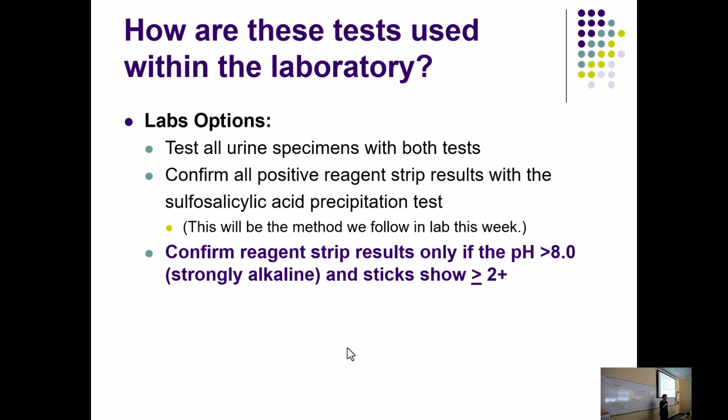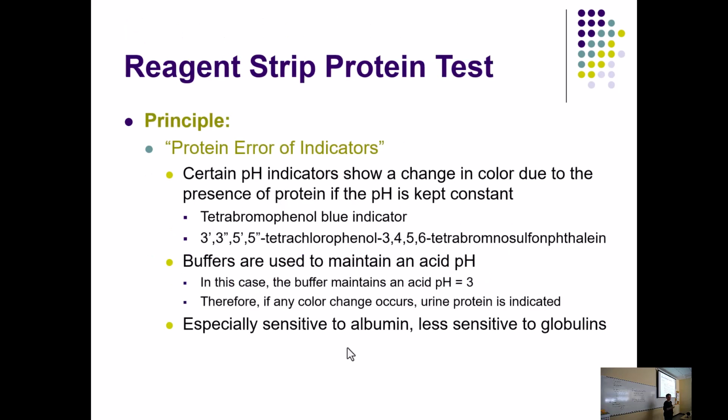We only confirm them. The only time we ever do this is if the pH is 8 or greater, so strongly alkaline, and the sticks show greater than or equal to 2+. The reason we do that is because of the overflow of the buffer. If it's a highly acidic urine, it'll actually mess with the buffer on the pad.